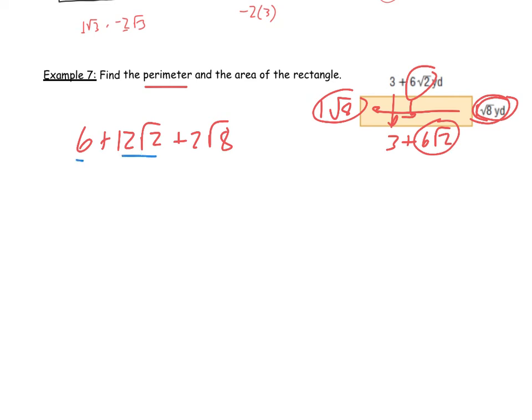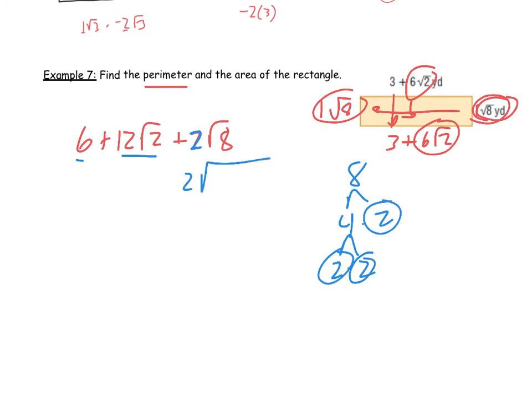But this 8, I can break that down. That's 4 times 2. 2 is prime. And 4 is 2 times 2, prime. So this 2 square roots of 8 is actually 2 square roots of 2 times 2 times 2. And we can pull out a root of 2. So that's 2 on the outside times this 2 that I just pulled out, and this 2 stays inside there. That's 4 square roots of 2.